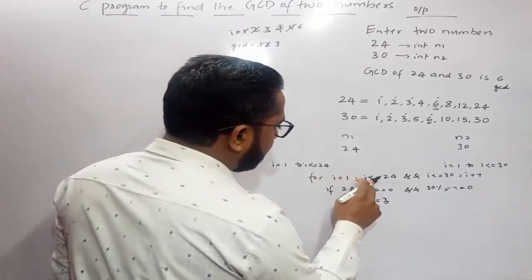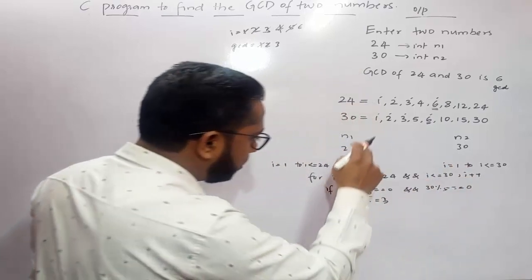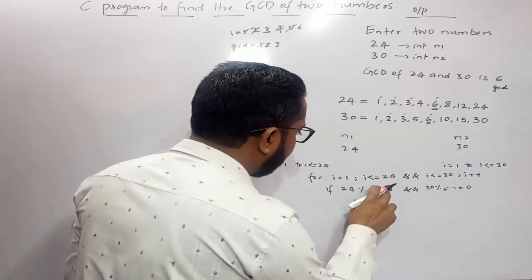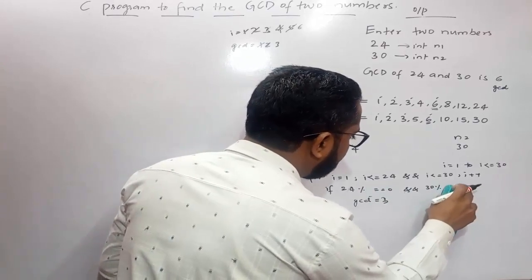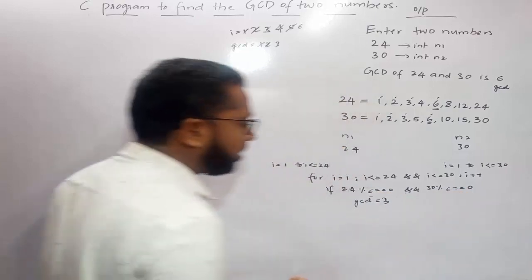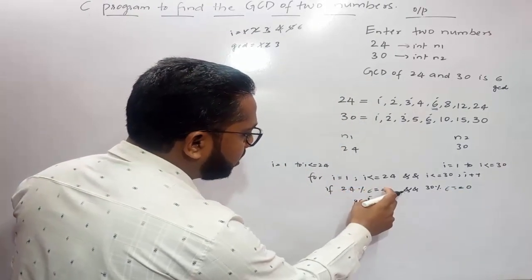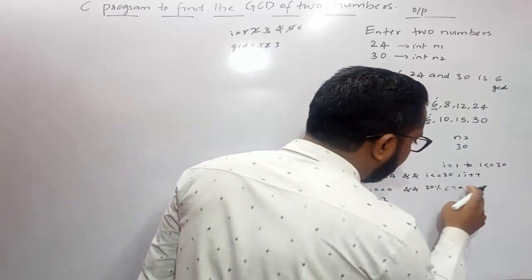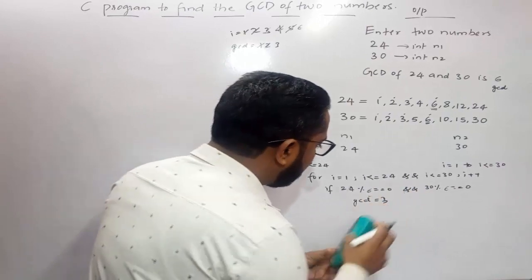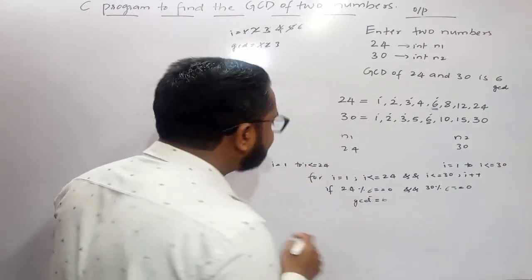For the value of I equals 6, 6 is less than or equal to 24. Yes. 6 is less than or equal to 30. Yes. Then control will come inside the for loop to check for this condition: 24 mod 6 and 30 mod 6. If I perform 24 mod 6, I will get 0 as the remainder. When I perform 30 mod 6, I will get 0 as the remainder. So both of these conditions are true, and control will come inside the if. Now the GCD value gets changed to 6.